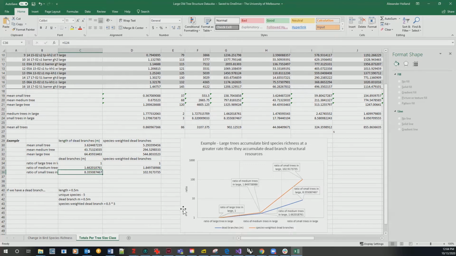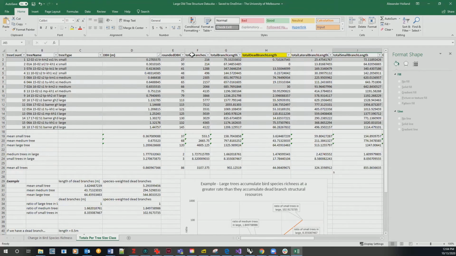And so that's the blue line, where you can see that it starts with 1, which is just the ratio of a large tree in a large tree, then the ratio of a medium tree in a large tree, which is 1.6, and the ratio of small trees' dead branches to make up a large tree, which is 8.5 small trees required for a large tree. So that's the first pattern, which is just raw structural resources. And I've done that for all branches: total branch length, total dead branches, which I just explained, lateral branches, and small radius branches.